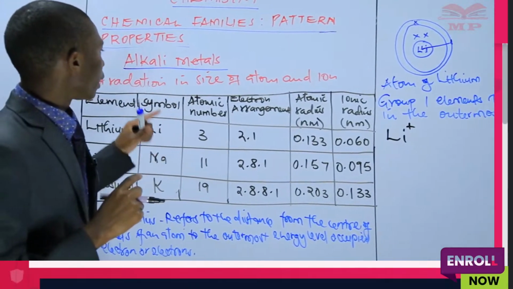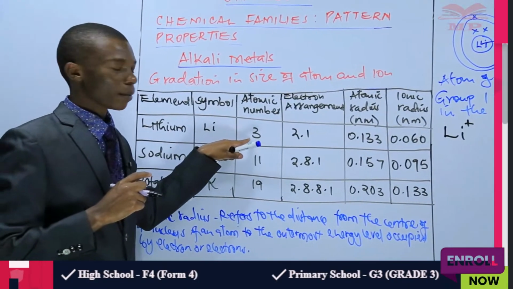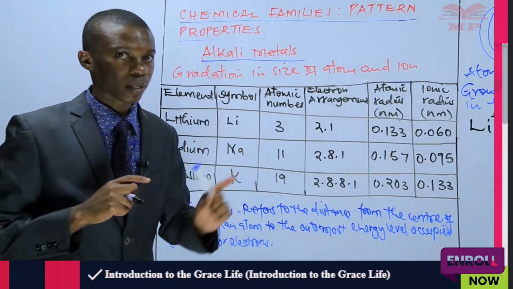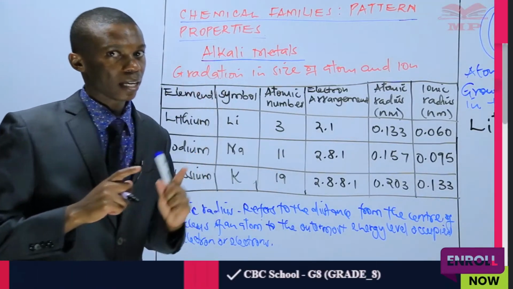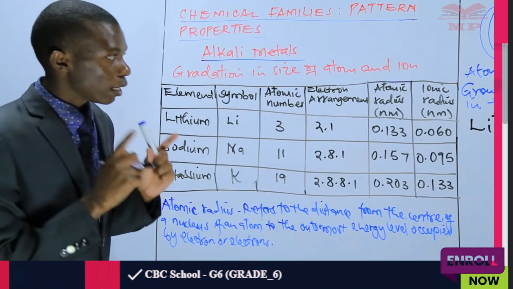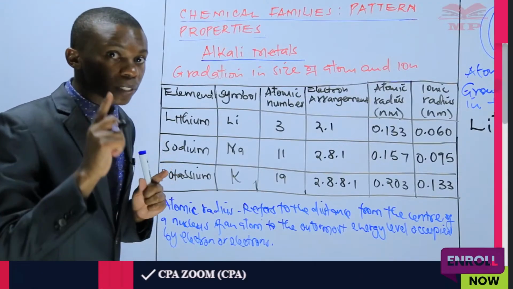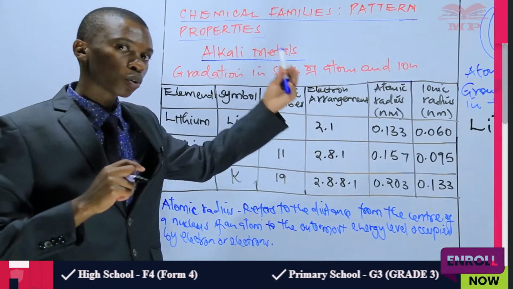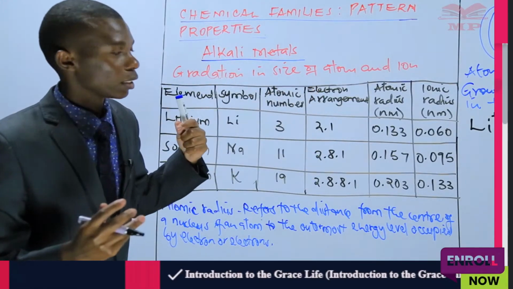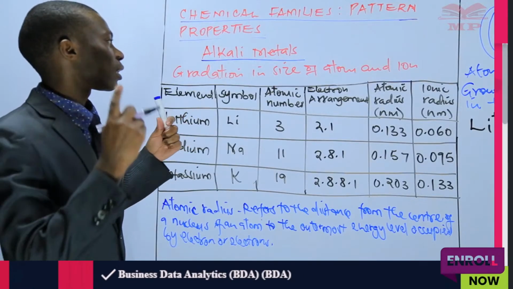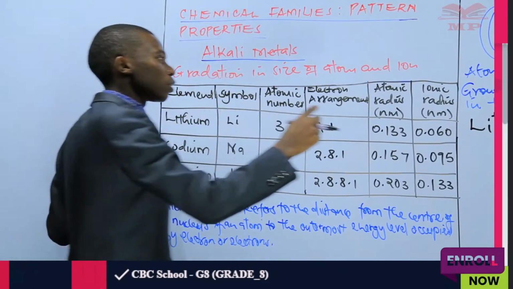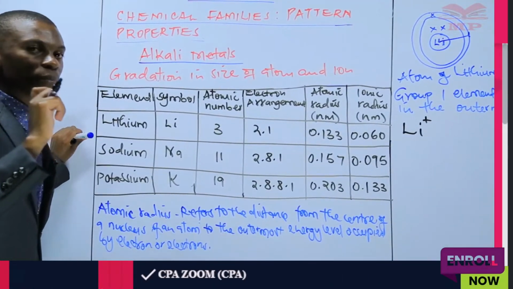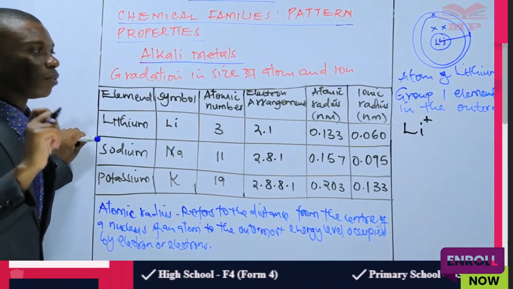Remember, the atomic number is 3. The atomic number being 3 means that it has 3 protons and 3 electrons in the atom. When it forms ions, it has lost the 1 electron in the outermost energy level. So there are more protons than electrons. The difference is just 1, and that's why it becomes positively charged, because protons are positively charged and electrons are negatively charged.